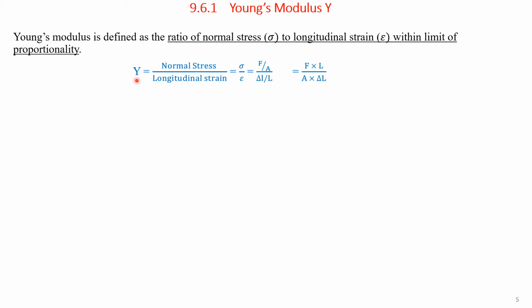Thus, it can also be written mathematically as capital Y is equal to normal stress divided by longitudinal strain, that is equal to sigma divided by epsilon, where sigma is nothing but F by A, force per unit area, so Y equals F by A divided by delta L by L. Here delta L is the change in length and capital L is the original length. This ratio can be rearranged as F into L divided by A into delta L.